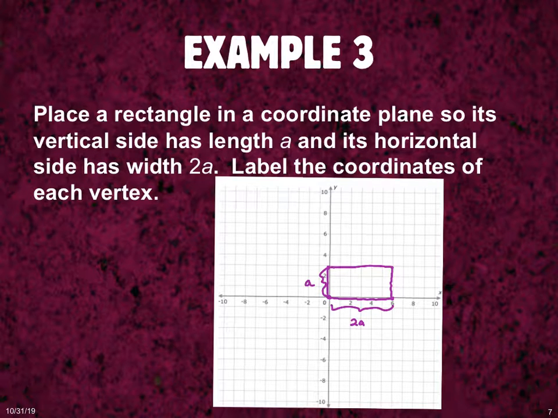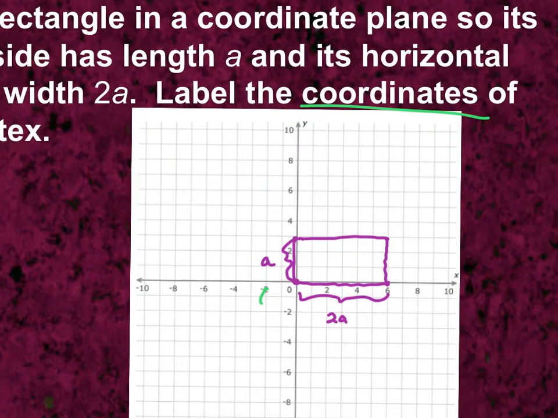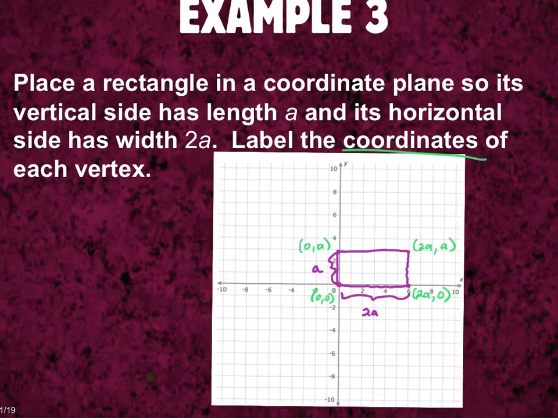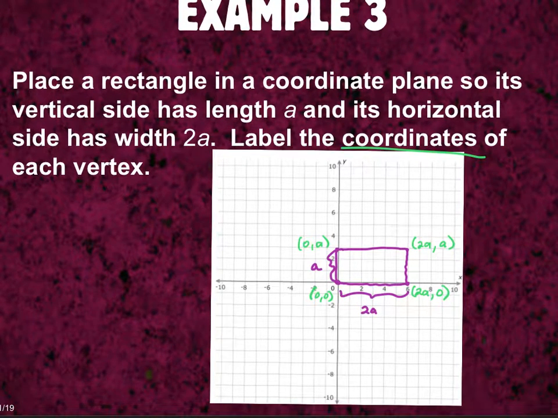So then because this is not coordinate specific, when it says label the coordinates, we're going to say that this point is 0, 0. This point, we went to the right 2A, but didn't go up or down at all, so it's still 0. This point would be 2A and then up A, and this point would be 0 and A. Now, depending on where you move it around, the A should always be at the top, and the 2A should always be at the bottom.